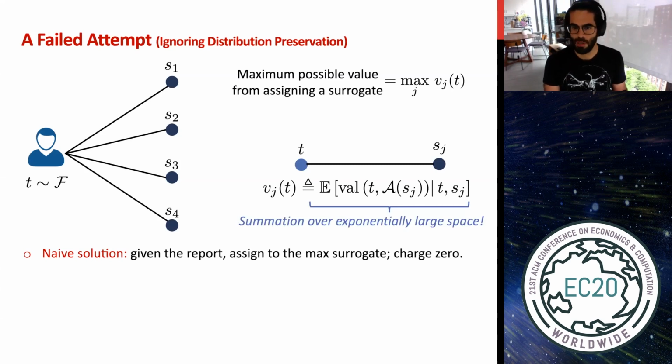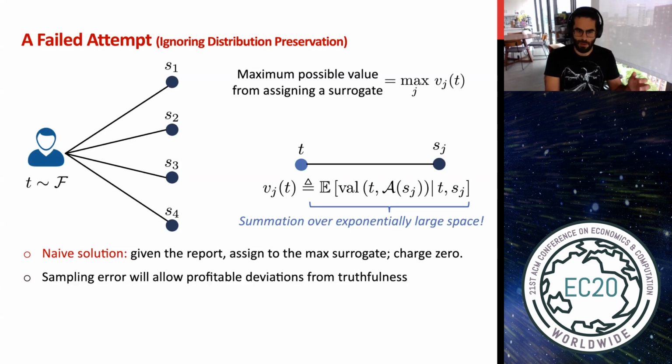So here's what can go wrong. Think of these values. They are expectations over the randomness in the types of the other agents. So basically it's a summation over the product of the type spaces of all other agents. So there are exponentially many terms in this summation, and even calculating this expectation is computationally hard. So you should not be able to even identify which one of these surrogates is the maximum one.